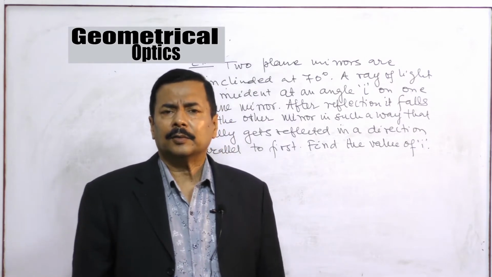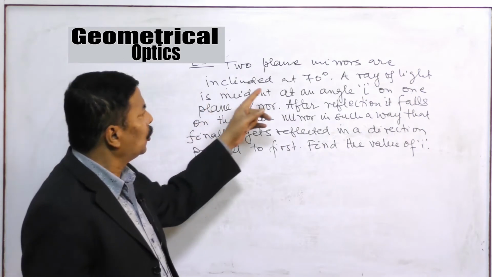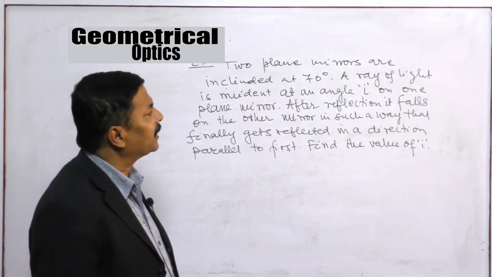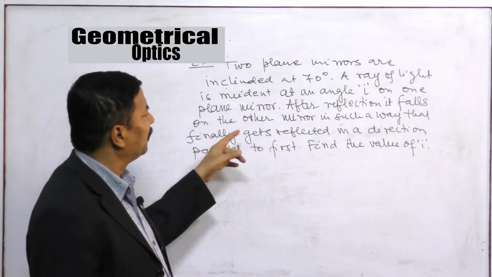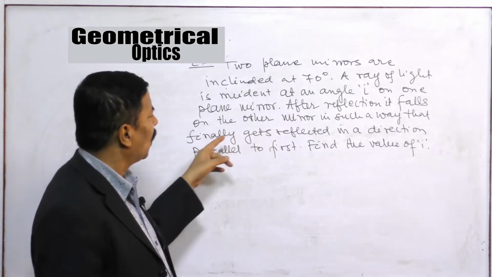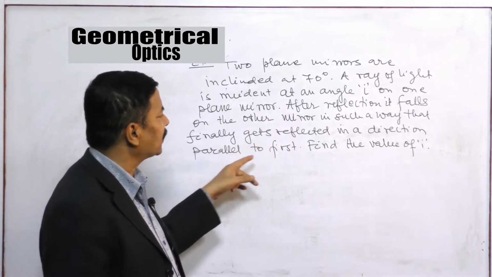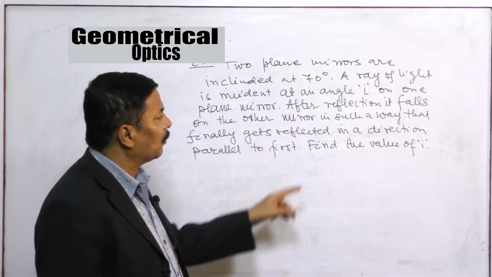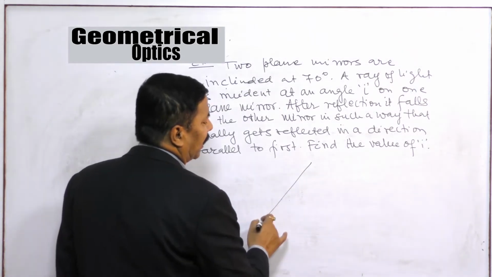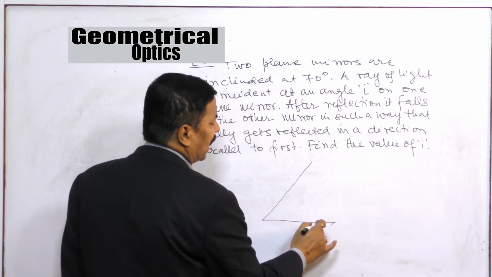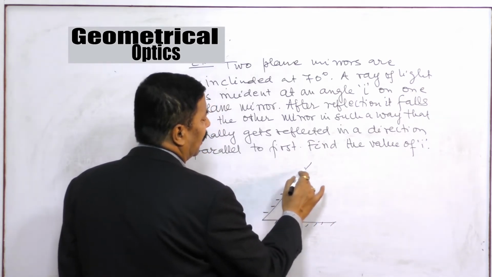Here we are discussing a question: two plane mirrors are inclined at 70 degrees. A ray of light is incident at an angle I on one plane mirror. After reflection, it falls on the other mirror in such a way that it finally gets reflected in a direction parallel to the first mirror. Find the value of I. So two plane mirrors are here. Basically it is the application of geometry, class 10 geometry that you have read.